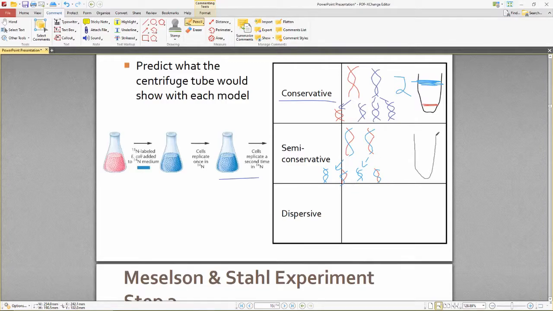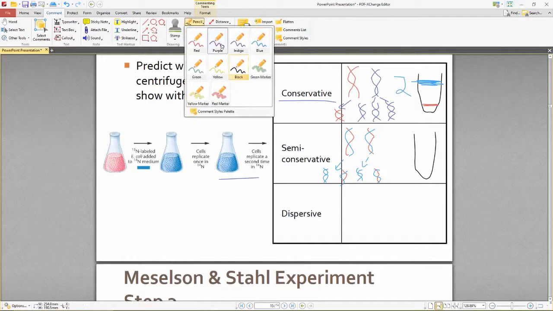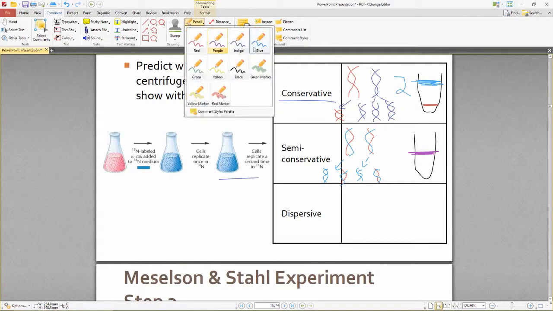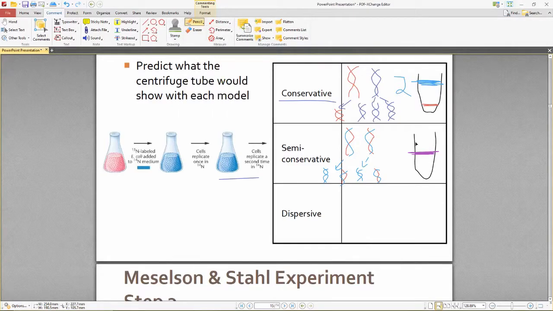So when we centrifuge it, does our purple band go anywhere? No, it's still there. The purple band still stays, with the blue band. Now there's a blue band. Oh, good.